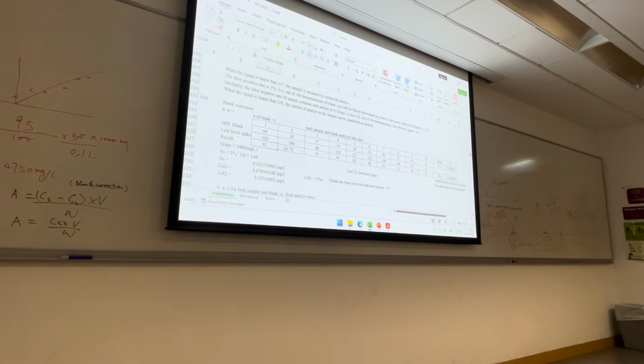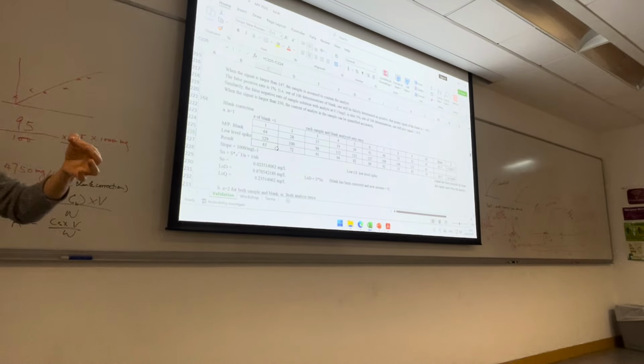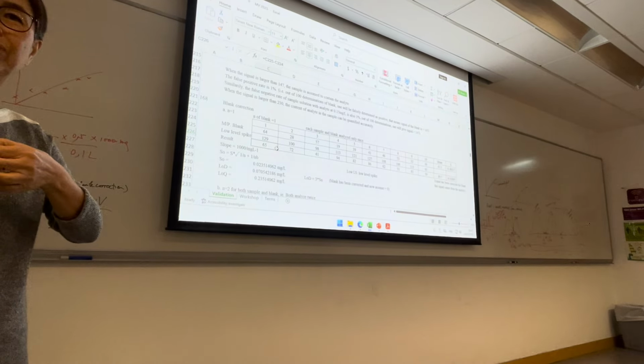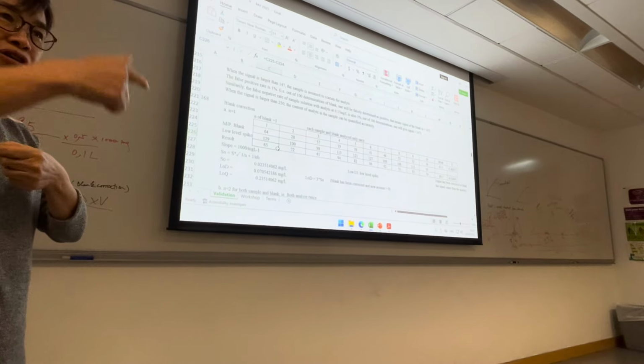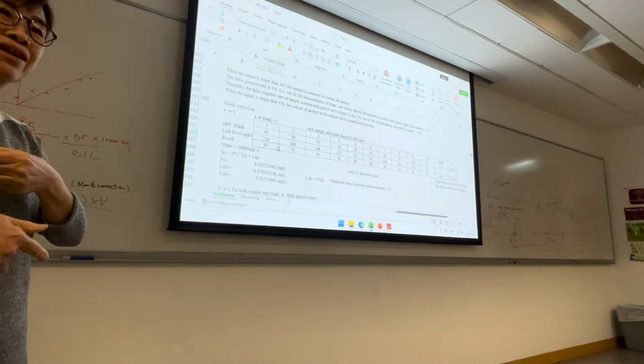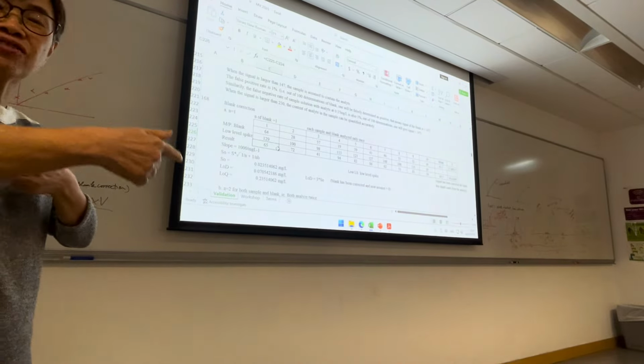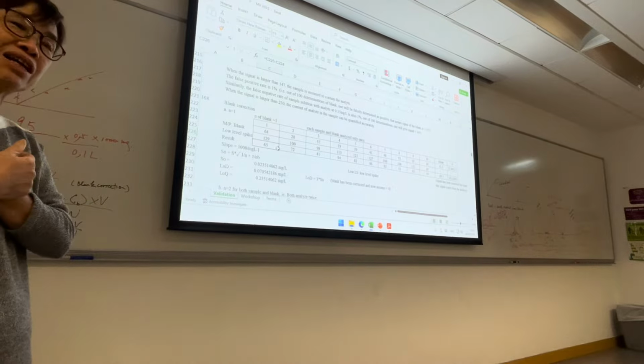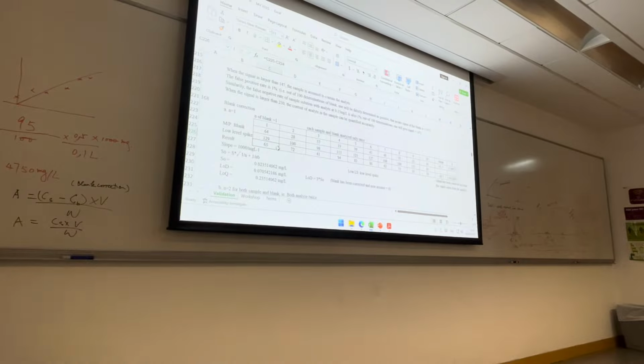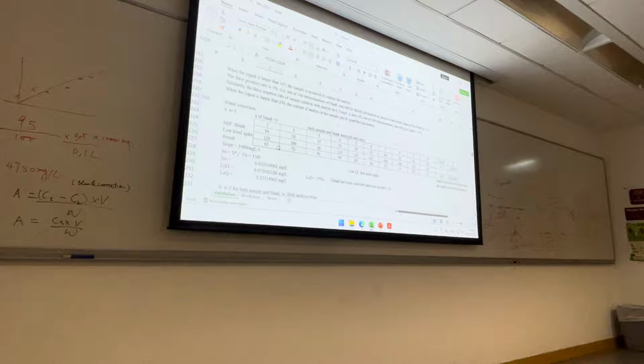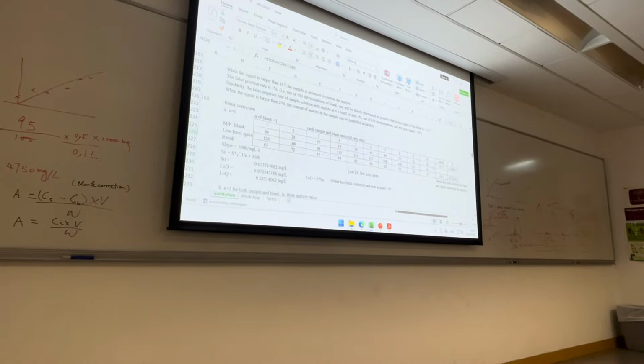That means we will prepare one low-level spike and one procedure blank. One spike, one blank, one spike, one blank. Then the first one minus the first blank, the second one minus the second blank. Okay? So we have 10 results. We have 10 results. The mean and then the SD. Okay? Now, the calculation is a little bit different.